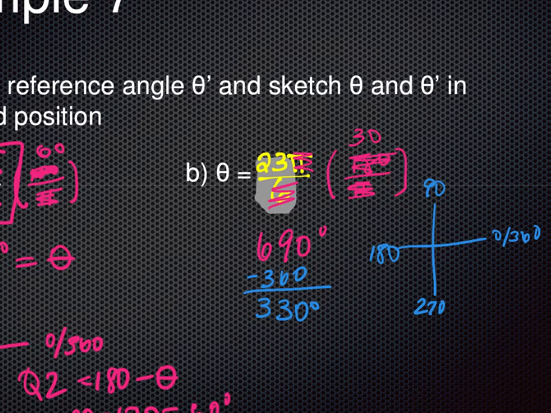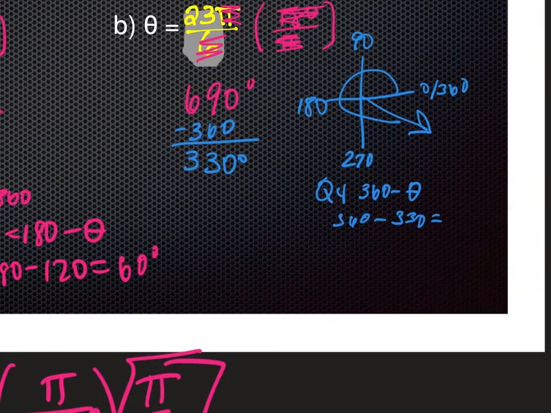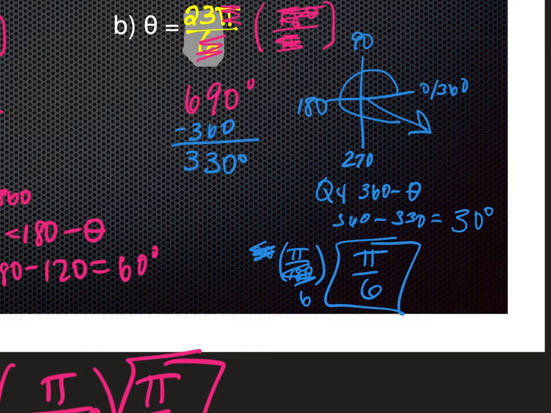What quadrant is 330 degrees? Good, quadrant 4. What's the rule for quadrant 4? 360 minus theta. So 360 minus 330 gives me how much? 30 degrees. My problem started off in what? Radians, so I just need to convert real quick. 30 times pi over 180. 30 goes into 180 6 times, so my reference angle is pi over 6.